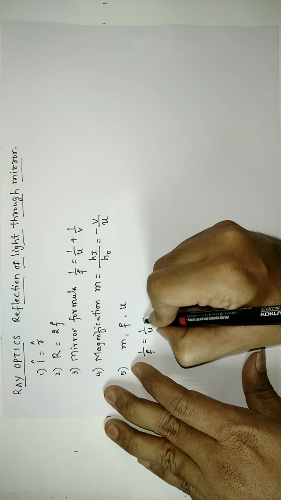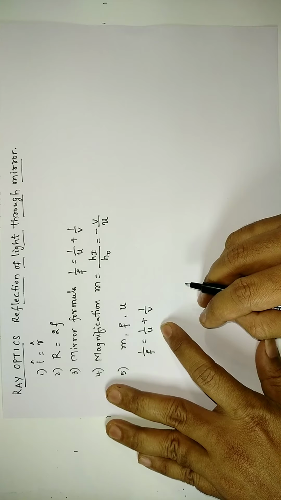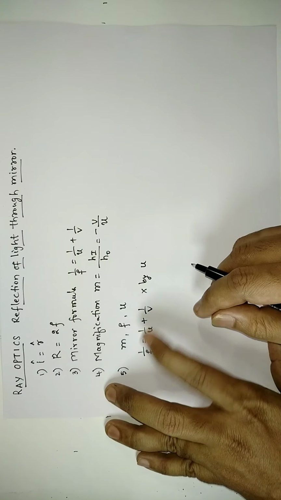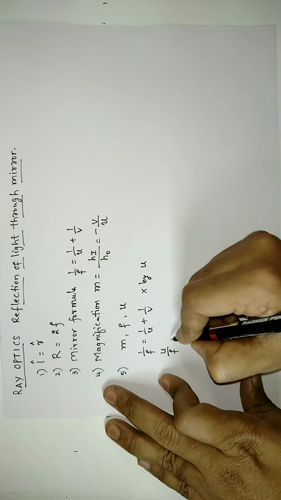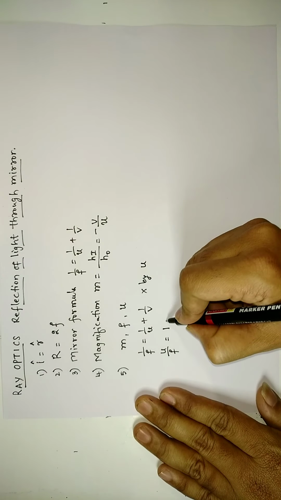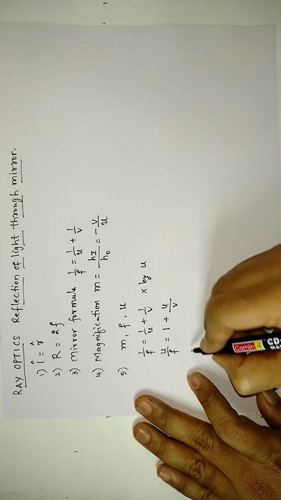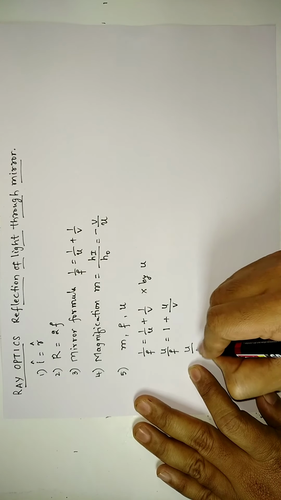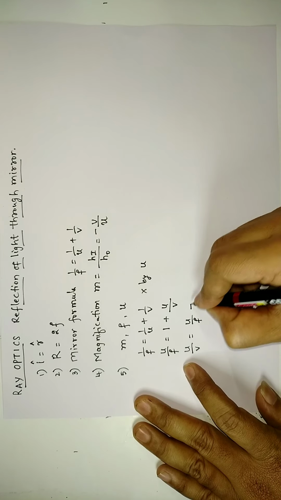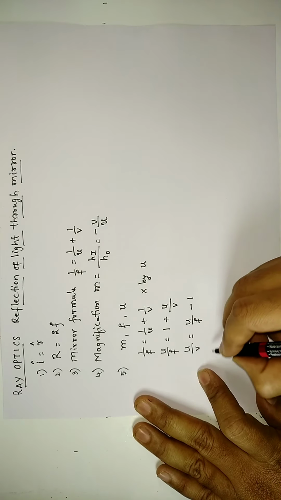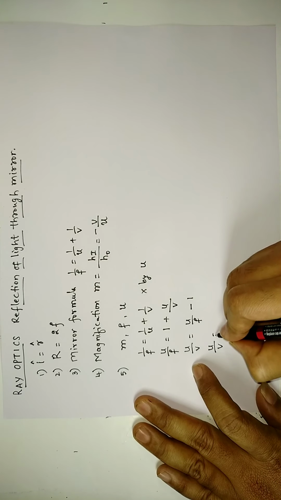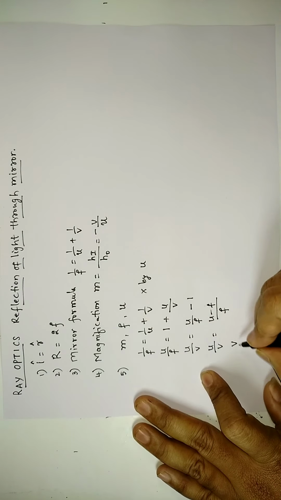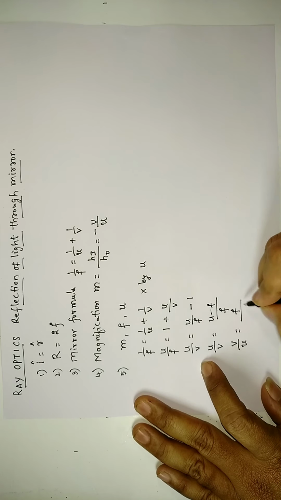To get the relation between these quantities, let us consider the mirror formula, which is given by 1 over f is equal to 1 over u plus 1 over v. Just multiply this equation throughout with object distance. Thereby we get u over f equal to 1 plus u over v. So we require the ratio of v by u. Thereby I can write u by v equal to u by f minus 1, or u over v equal to u minus f by f. From this we can write the ratio of v by u to be equal to f by u minus f.